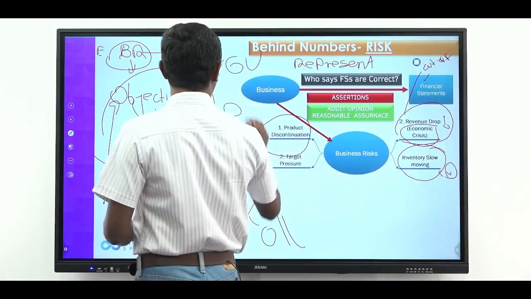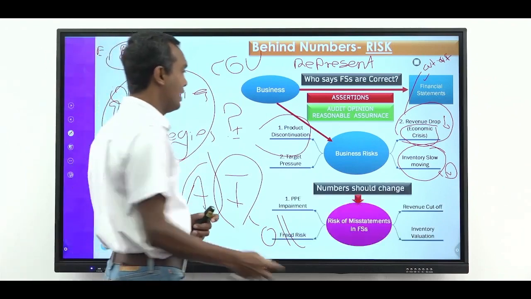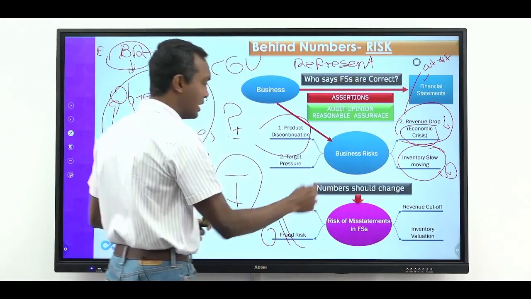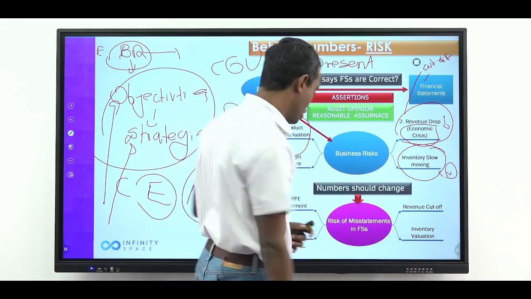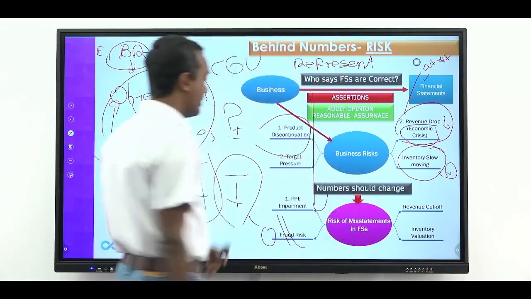Now, where is the impairment? That is where I explained to you previously, when this business risk comes, some of the numbers should change. Has it actually been changed? So whether this assertion has to be revalidated, right?